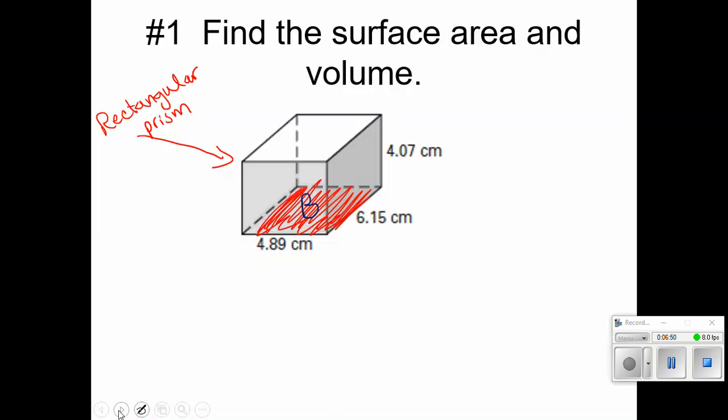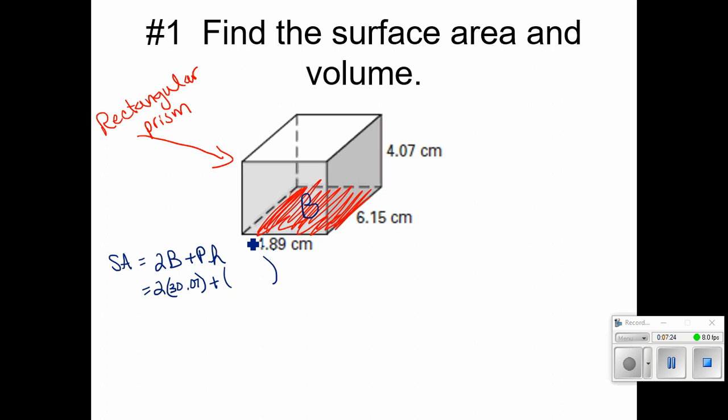So let's do our surface area formula. So surface area equals 2B plus PH. So 2B, B is the area of the base. How do I figure the area of the base? It's a rectangle, so just multiply those 2 numbers, right? 4.89 times 6.15 in my calculator gives me 30.07-ish, right? Plus, what's the P stand for?